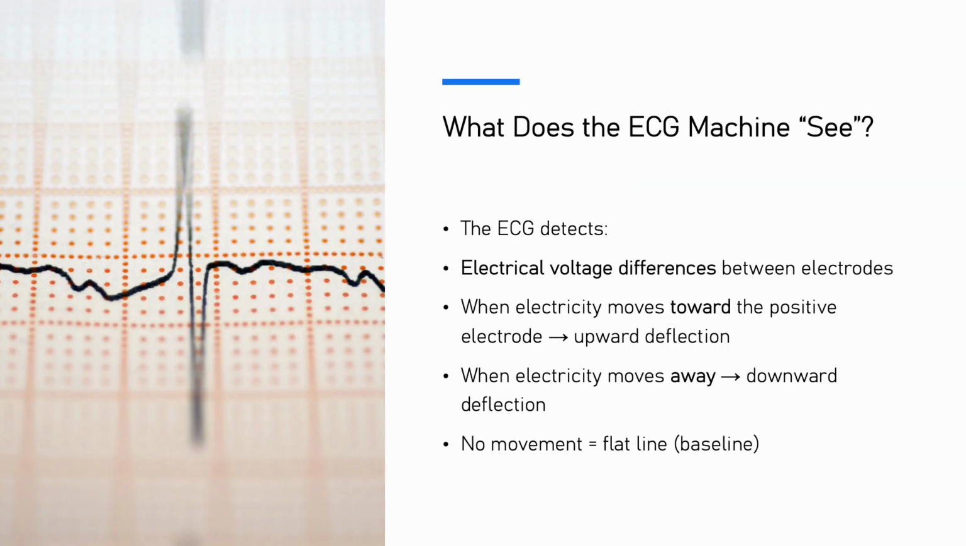What does the ECG machine then see? The ECG detects the electrical voltage differences between those two electrodes. So when electricity moves toward the positive, you get an upward deflection, and when electricity moves away, you get a downward deflection. And if there's no movement, that's where we get our flat line or the baseline.